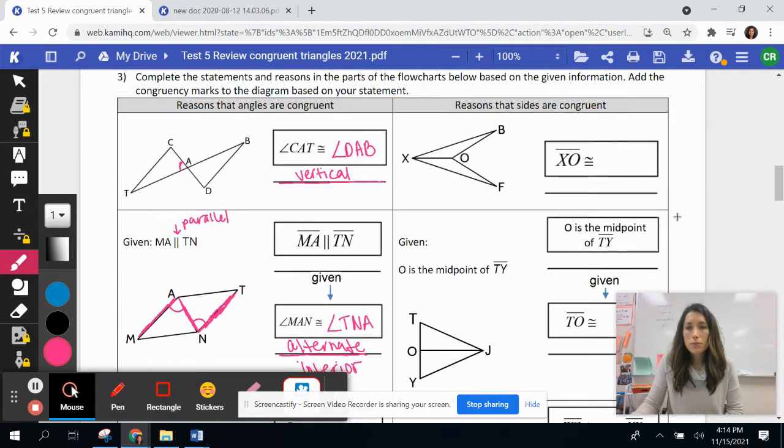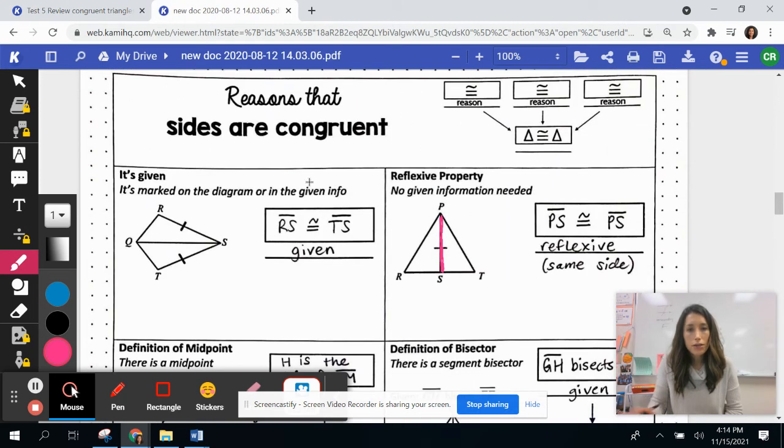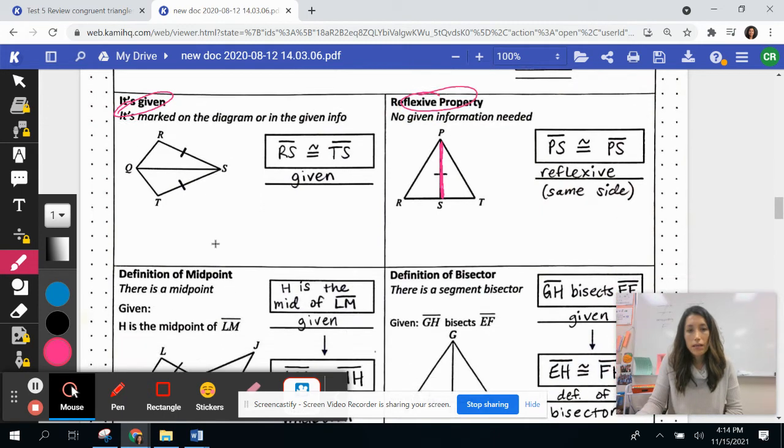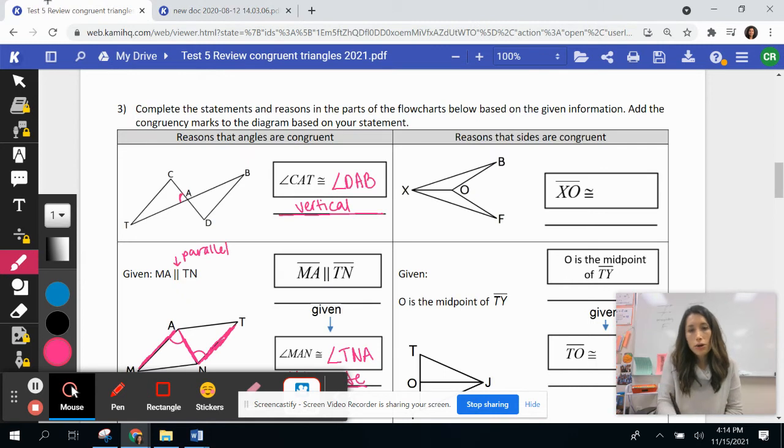Now let's look at some reasons why sides are congruent. Looking back on our sides on our toolkit, sides are congruent if it's given, reflexive, if we have a midpoint or bisector. We have to be told that though. So this side here, XO, go ahead and state what it's congruent to and give the reason. Good, it's congruent to XO because of the reflexive property. Add your tick mark here if you haven't already.